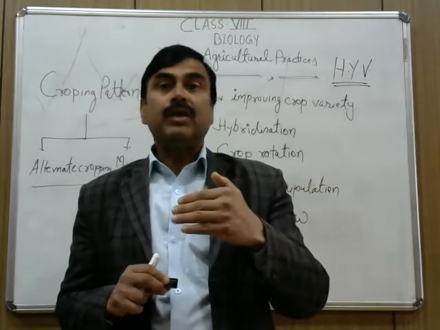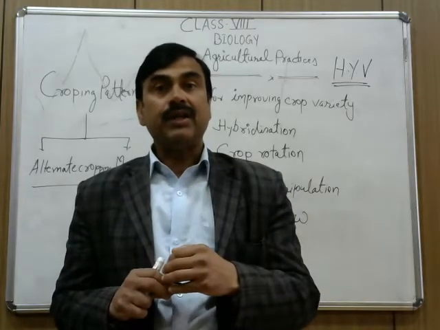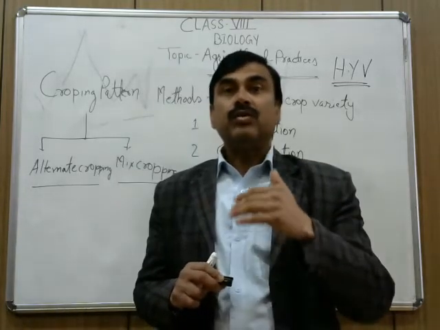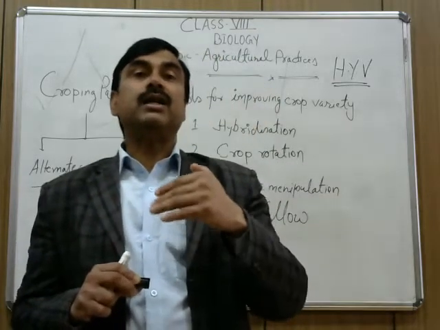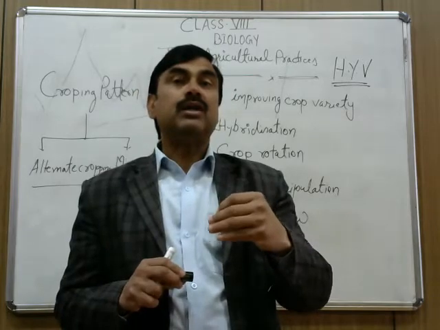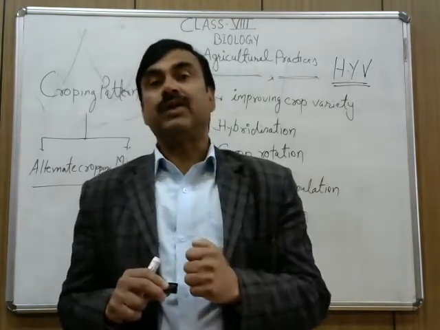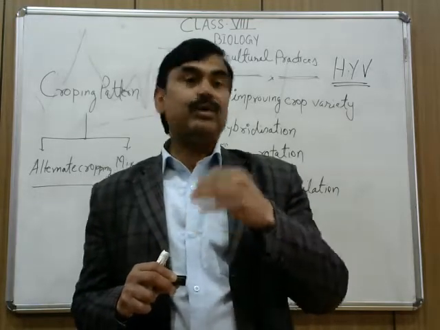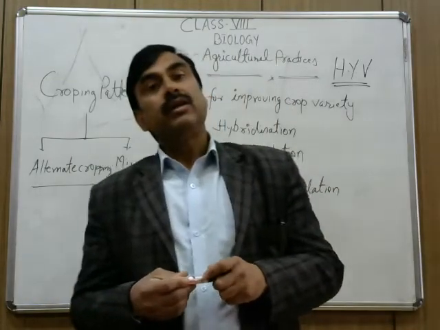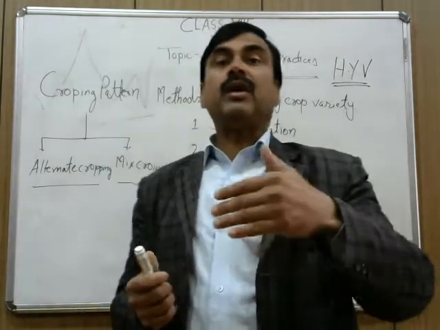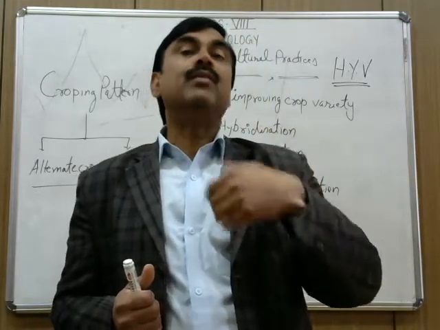So we should adopt less time taking variety, disease resistant variety, and less water taking, meaning the variety which comparatively takes less time, less water, less agricultural fertilizers, and is disease resistant. So we have to see that when we are growing the crop, we must be economical, we must think about their benefit. It means low input and more output.